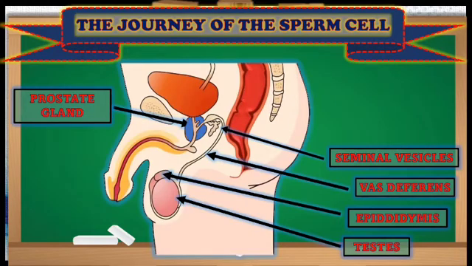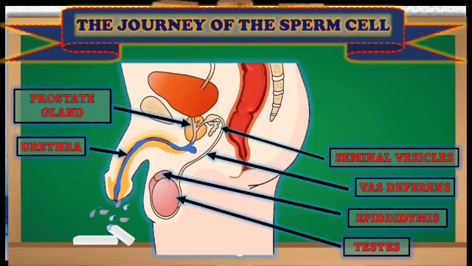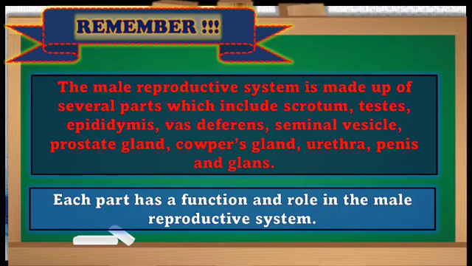So during orgasm, class, this fluid will travel to the urethra. Diyan magta-travel na sa urethra out of the body. So that is the journey of the sperm cell. So remember, class, that the male reproductive system is made up of several parts, which include the scrotum, the testes, epididymis, vas deferens, seminal vesicles, prostate gland, Cowper's gland, urethra, penis, and glans. So each part has a function and a role in the male reproductive system.